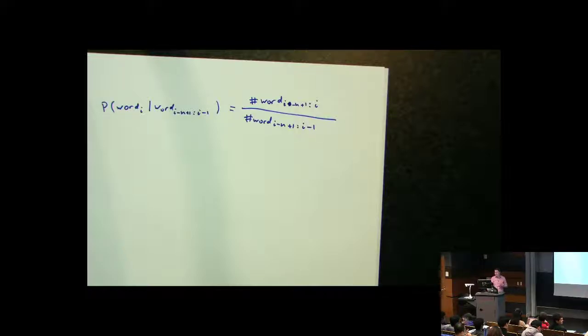Okay, so that's all I mean by probabilities here. It's just counting. So hopefully it's not too hard, the kind of probabilities that we're going to deal with here.